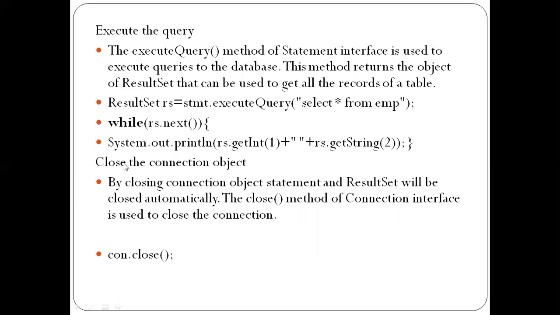Next, close the connection object. Last step is closing the connection object. By closing the connection object, statement and result set will be closed automatically. So the close method of Connection interface is used to close the connection, and syntax for closing the connection is con.close. So these are the 5 steps which are used for Java application to connect with the database.